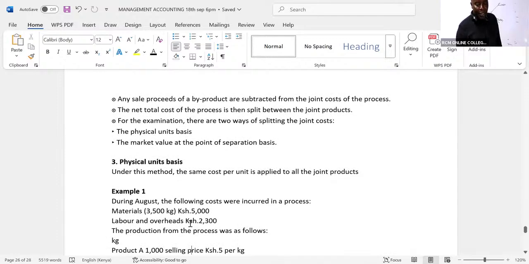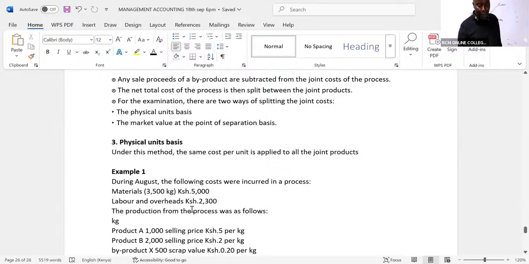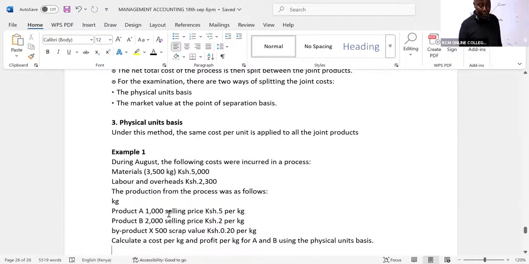Under this method, the same cost per unit is applied to all the joint products. And I have an example one there. During August, the following costs were incurred in a process. We have materials, 3,500 kilograms, 5,000. Labor and overheads, 2,300. The production from the process was as follows. Product A, 1,000. Product B, 2,000. And then we have a byproduct, 500, whose scrap value was 0.2. Calculate a cost per kilogram and a profit per kilogram for A and B using the physical units basis.